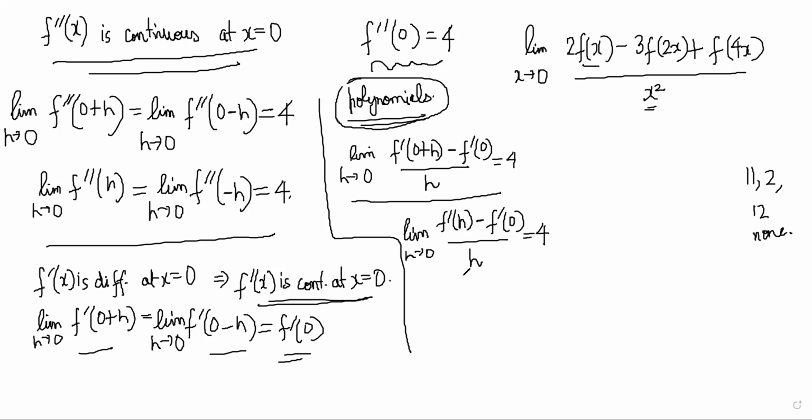Similarly, the other side, f dash 0 minus h, is also true. So you can say that f dash h must be 4h plus f dash 0, something like this. 4h plus f dash 0 is f dash h. Then only the limit value is tending to that.